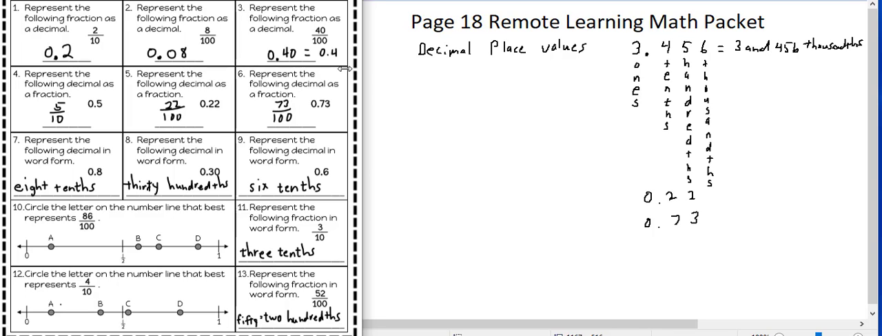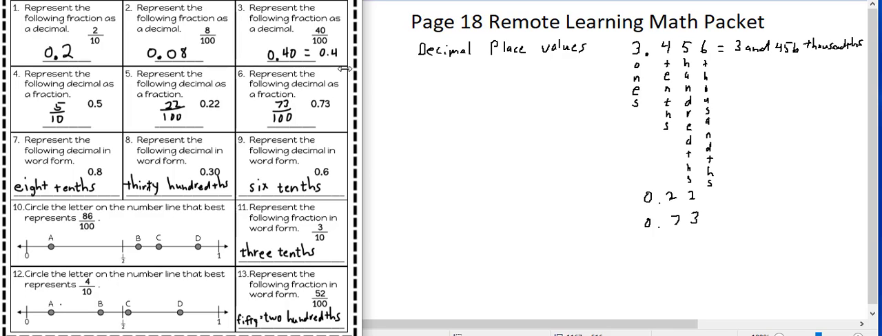8 tenths, or you could say 0 and 8 tenths. 30 hundredths, or 0 and 30 hundredths. 6 tenths, or 0 and 6 tenths. All right, circle a letter on the number line that best represents.